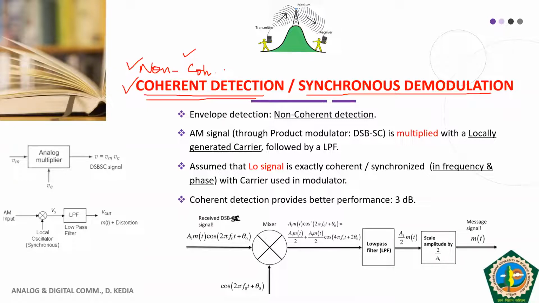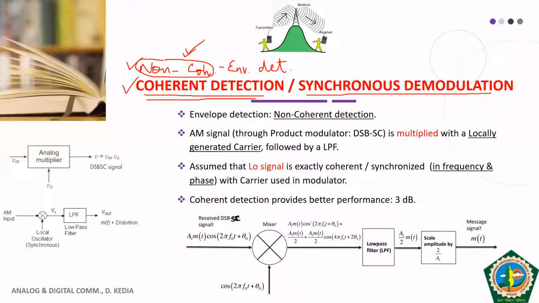Now, particularly with respect to amplitude modulation, non-coherent detection is nothing but envelope detection. Whatever we studied in the previous slide was nothing but envelope detection, the non-coherent detection. I hope you have understood. So what we have studied till now in AM demodulation is non-coherent detection, and in this slide we are going to discuss the concept of coherent detection.